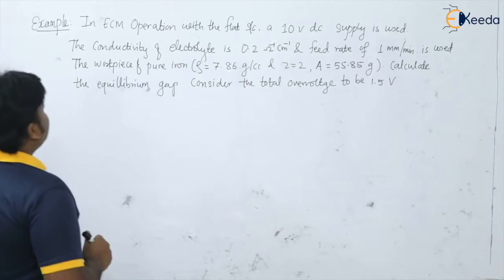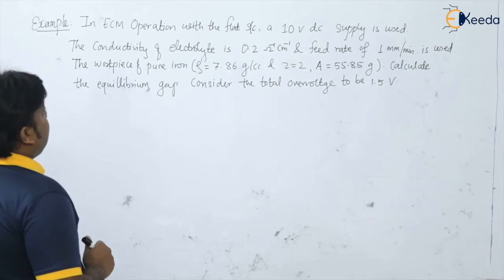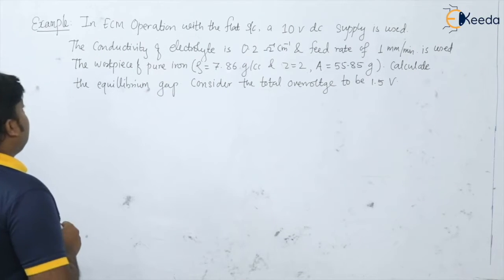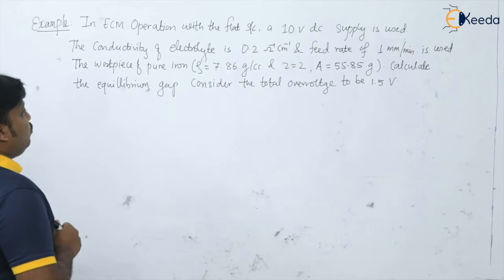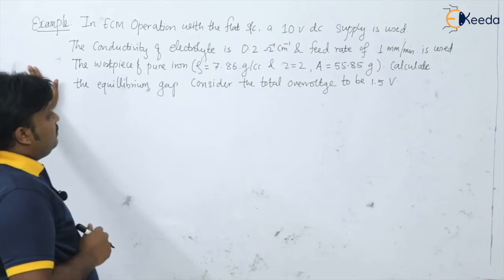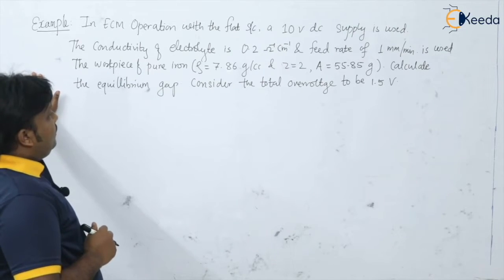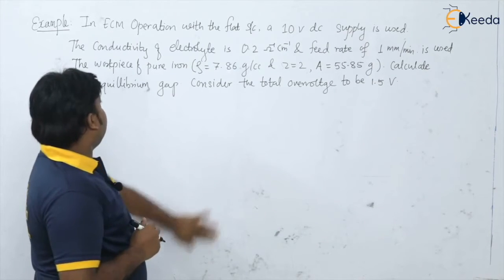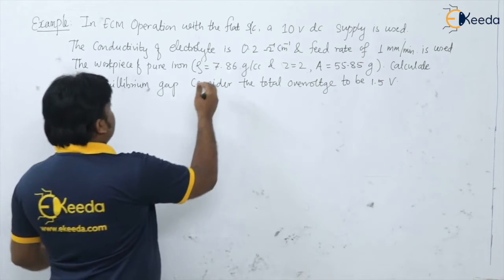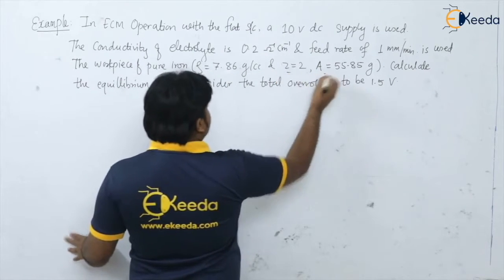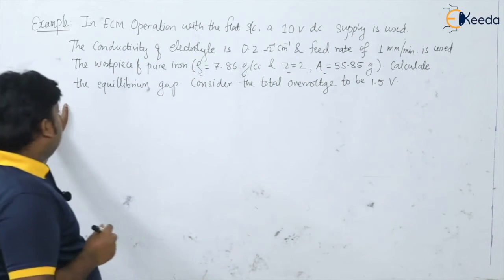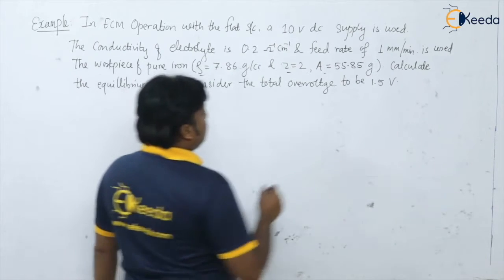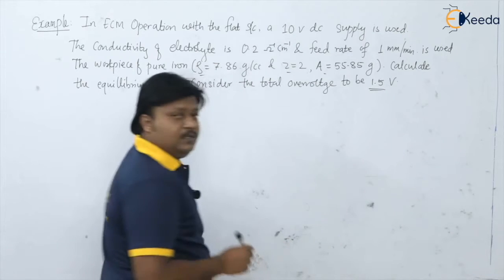See what is given. In ECM operation with flat surfaces, a 10 volt DC supply is used. The conductivity of the electrolyte is 0.2 ohm inverse centimeter inverse and a feed rate of 1 millimeter per minute is used. The workpiece is pure iron, and the properties of iron, density, valency and gram atomic weight, are given. Calculate the equilibrium gap. Also, the overvoltage we have to consider to be 1.5 volt.